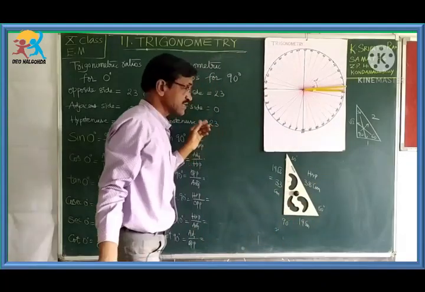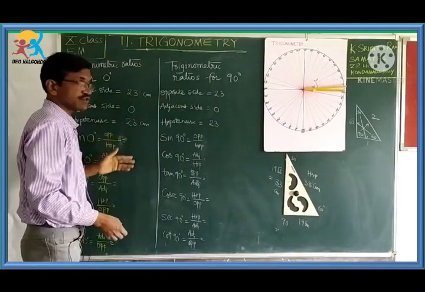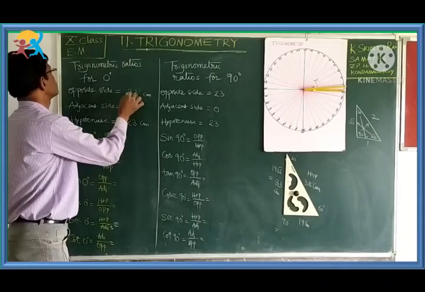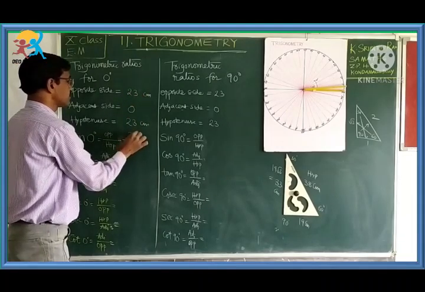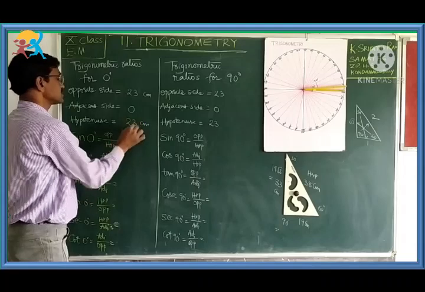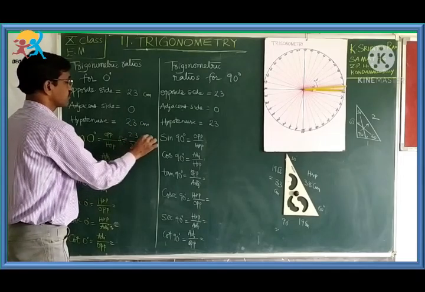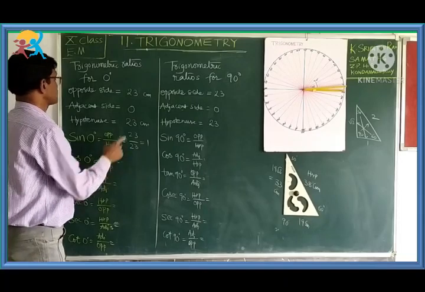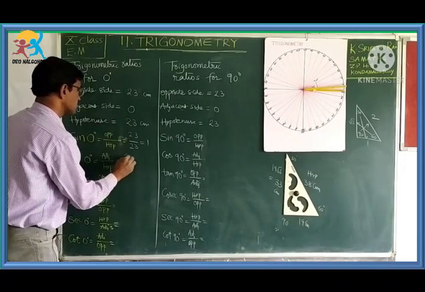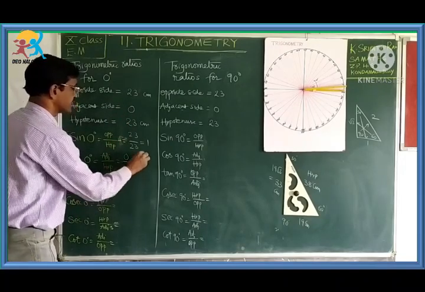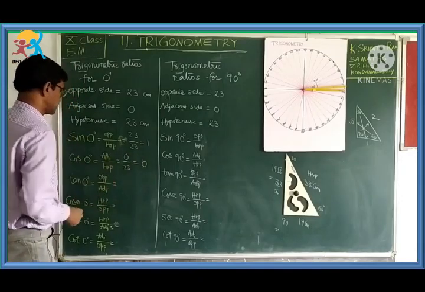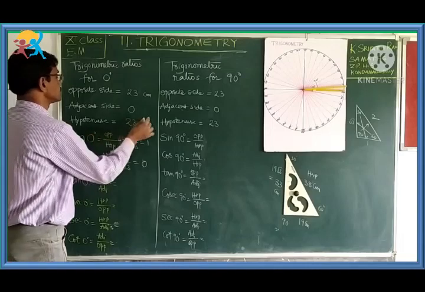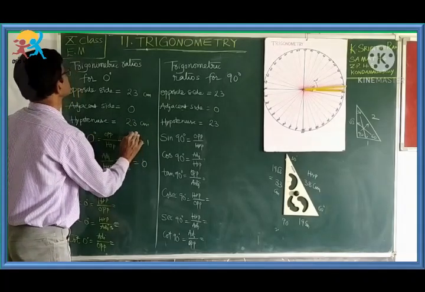So let us find the ratios from these lengths. Sin 0 is equal to the opposite side by hypotenuse, 0 by 23, we get 0. Cos 0 degrees is the adjacent side by hypotenuse, adjacent side 23, hypotenuse 23, we get 1.